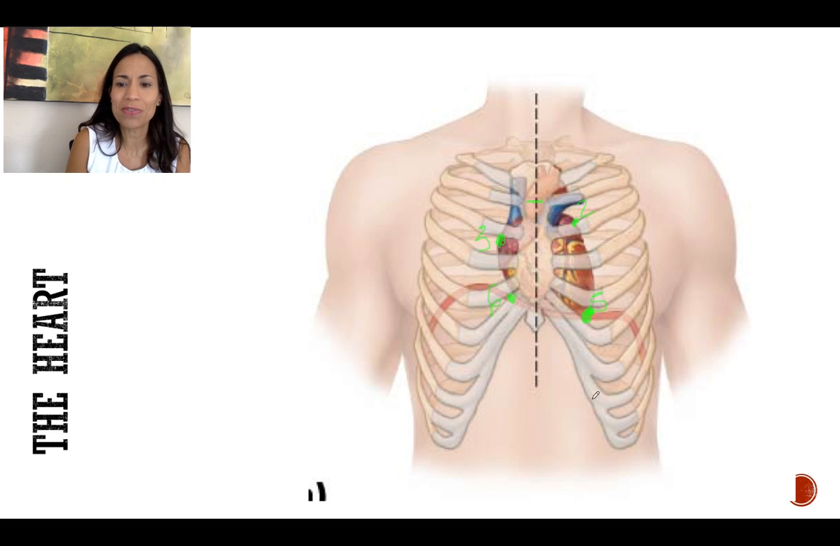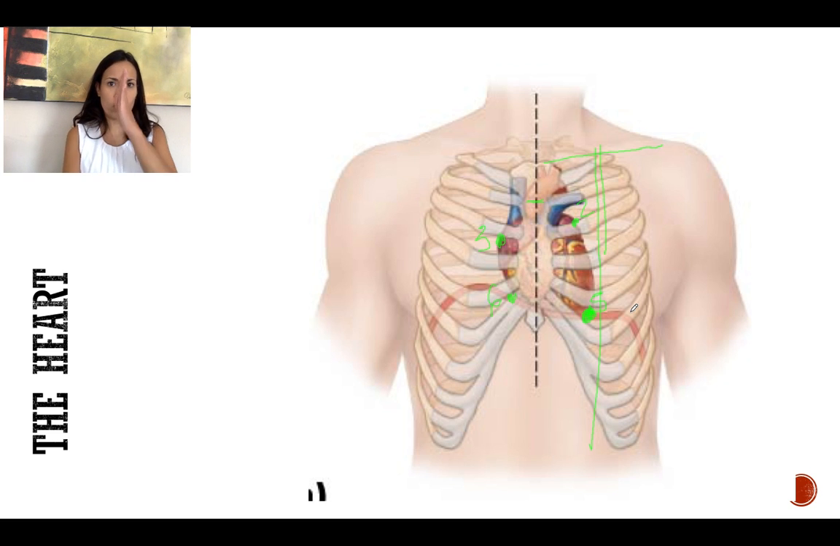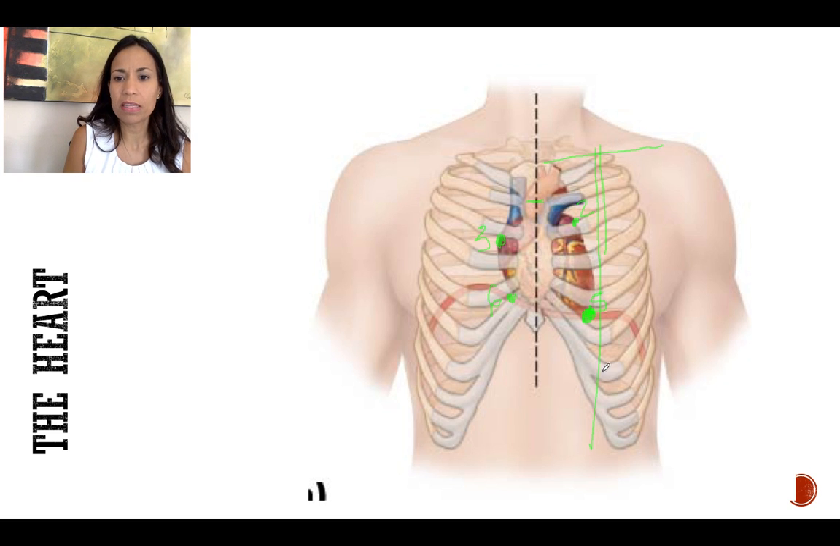Remember those surface anatomy landmarks, right? If this is your clavicle, just about here is the middle of the clavicle. So you trace a vertical line down, and that's your mid-clavicular line. In the intersection of the mid-clavicular line and the fifth intercostal space, that's where the apex, or the inferior left corner of the heart, is located. And I'm describing this because it's the only one that we can palpate.